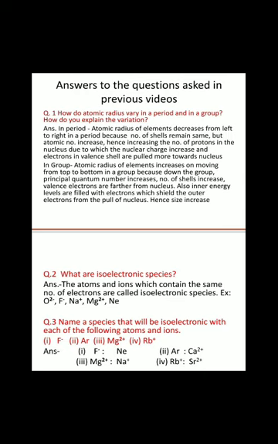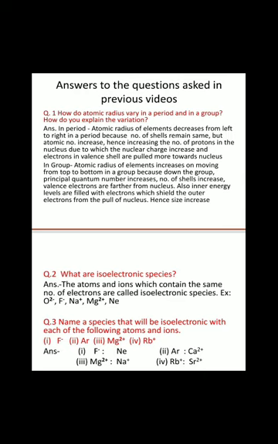And in the group, atomic radius of elements increases on moving from top to bottom because down the group, the principal quantum number increases, the number of shells increases, and valence electrons are farther from the nucleus. Also, the inner energy levels are filled with electrons which shield the outer electrons from the pull of the nucleus, hence the size increases.